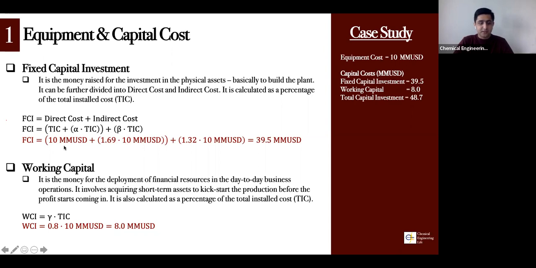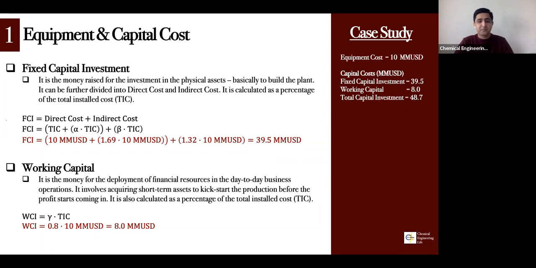And then you can see we have done the calculation here. We calculated the direct cost plus the indirect cost, and that gives us a fixed capital investment of $39.5 million. So that is our fixed capital investment. That means I'm building up my plant. I got 40 million, I built my entire plant. I have all my equipment. I have all my legal department ready. I have everything I need. I got the keys.